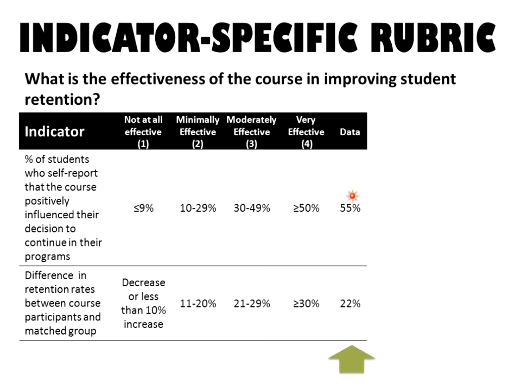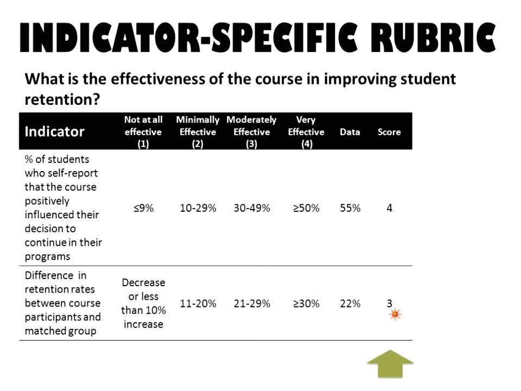So I'm saying in our actual data collection, we had 55% of students attributing their decision to go on to the course, and the students in the course having a 22% better retention rate. So then we can figure out what our actual score is. 55% corresponds to very effective, so we give that a score of 4. And 22% down here in the second indicator corresponds to a score of 3.